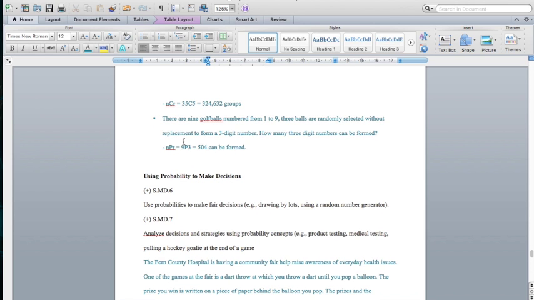And this one is permutation. The question says there are 9 golf balls numbered from 1 to 9. 3 golf balls are randomly selected without replacement to form a 3-digit number. And how many 3-digit numbers can be formed? By using the permutation equation, I can find it in the calculator if you want. And it is said that 504 can be formed.